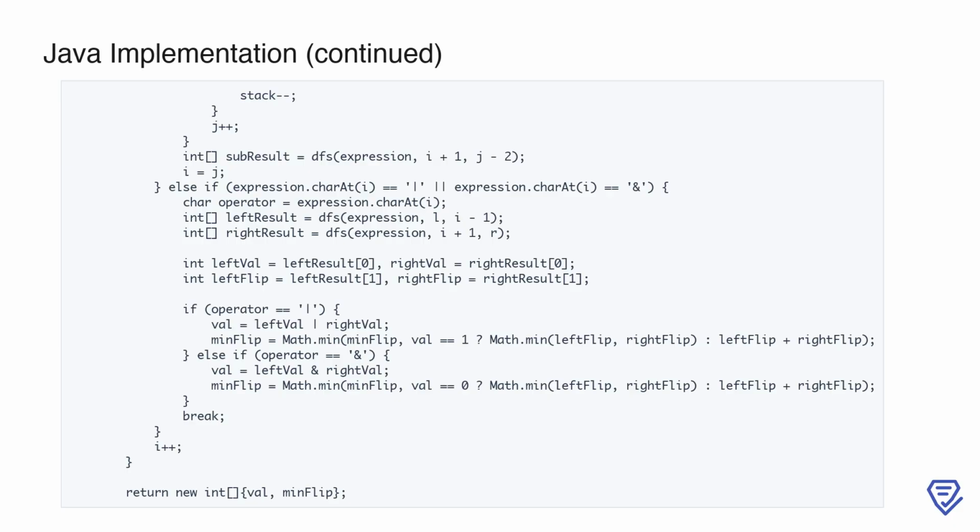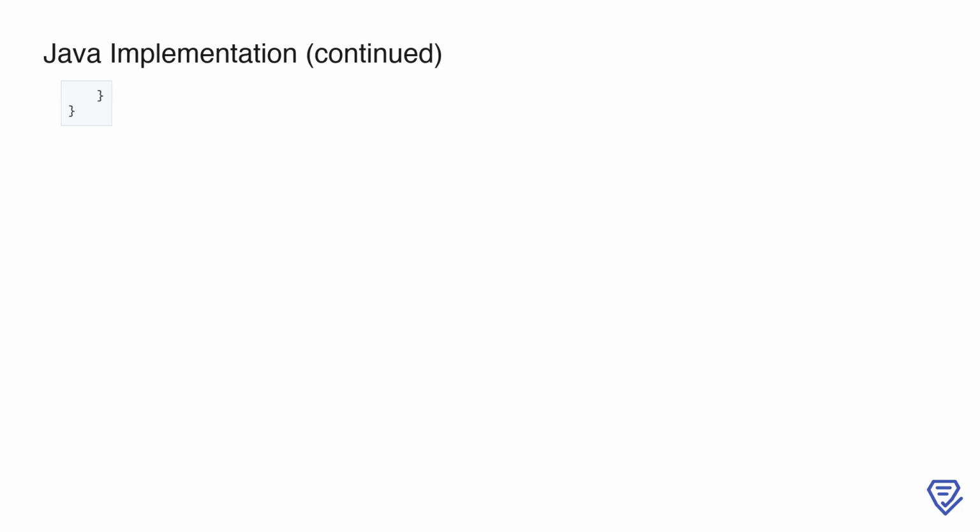This ensures that we progressively build up the solution by combining results from smaller sub-expressions. Finally, we return an array containing the evaluated value of the expression and the minimum number of flips needed to change its result. This completes the implementation of the recursive depth-first search logic. The overall structure ensures that the expression is parsed systematically, with appropriate handling of operators and sub-expressions. By combining the results of these recursive calls, we are able to determine both the Boolean value of the expression and the minimum number of flips required to alter its result efficiently.